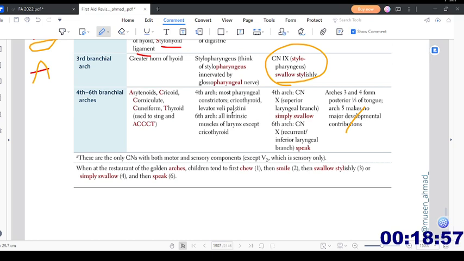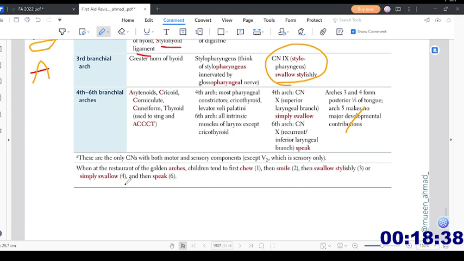So remember these things. The fourth arch nerve is the superior laryngeal nerve, while the sixth arch nerve is the recurrent or inferior laryngeal nerve. Recurrent and inferior laryngeal nerve, or maybe it's the same nerve. Okay. I think we're done with this one, so let's remove it.